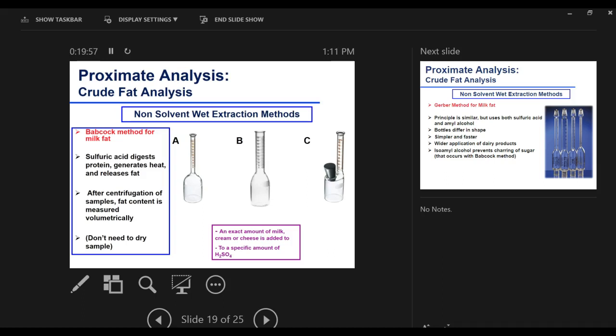And again, here you don't need to dry the sample, and it is a volumetric means of measuring. So you measure the volume of fat in a certain volume of milk. Then you can convert that to grams per 100 grams, and I'll show you an example. The procedure would be the same for cream or cheese.